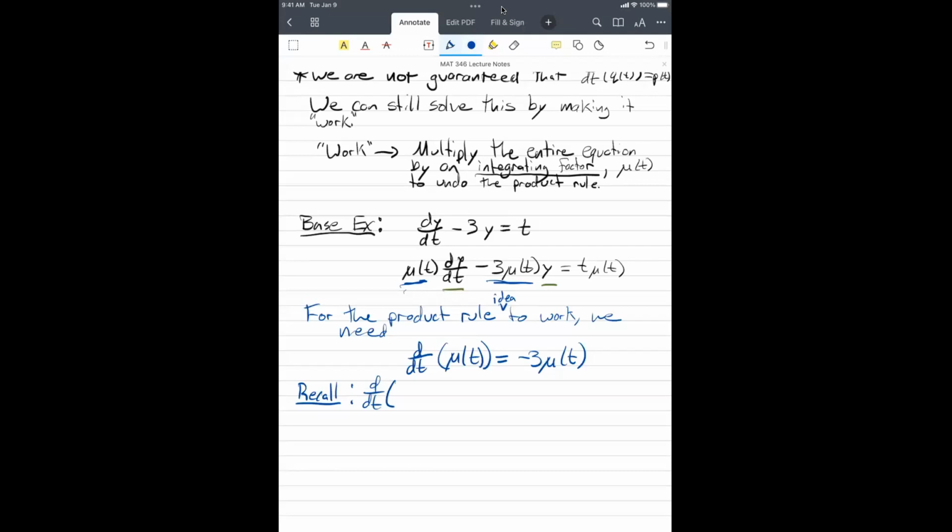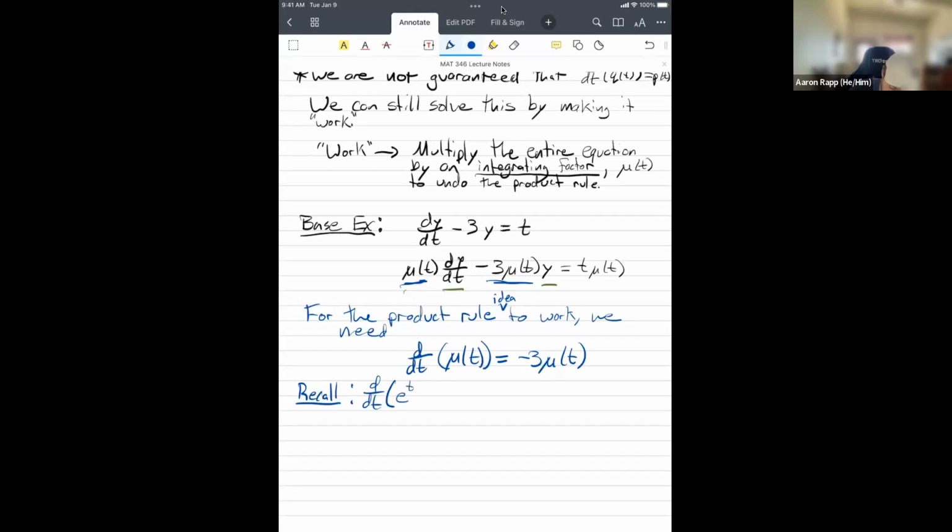e to the t. Yeah, e to the t. The derivative of e to the t is e to the t. And then there's this little rule that comes from that, thanks to the chain rule. If a is constant and I consider e to the at, its derivative is going to be what?